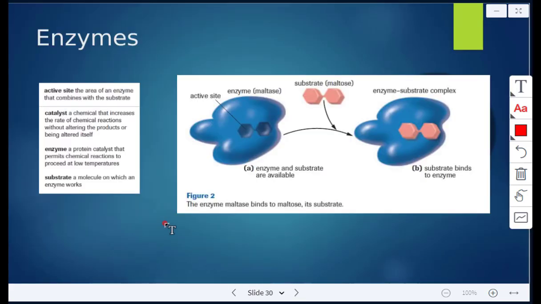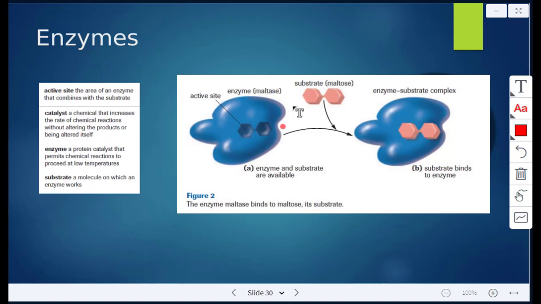All right, so looking at enzymes, here we have an enzyme and its substrate, and this active site right here is available. Here is the substrate, which is maltose, and it's going to bind. So the substrate binds to the enzyme to create this enzyme substrate complex. The active site is the area of an enzyme that combines with the substrate. The catalyst is a chemical that increases the rate of chemical reactions without altering the product or being altered itself. The enzyme is the protein catalyst.